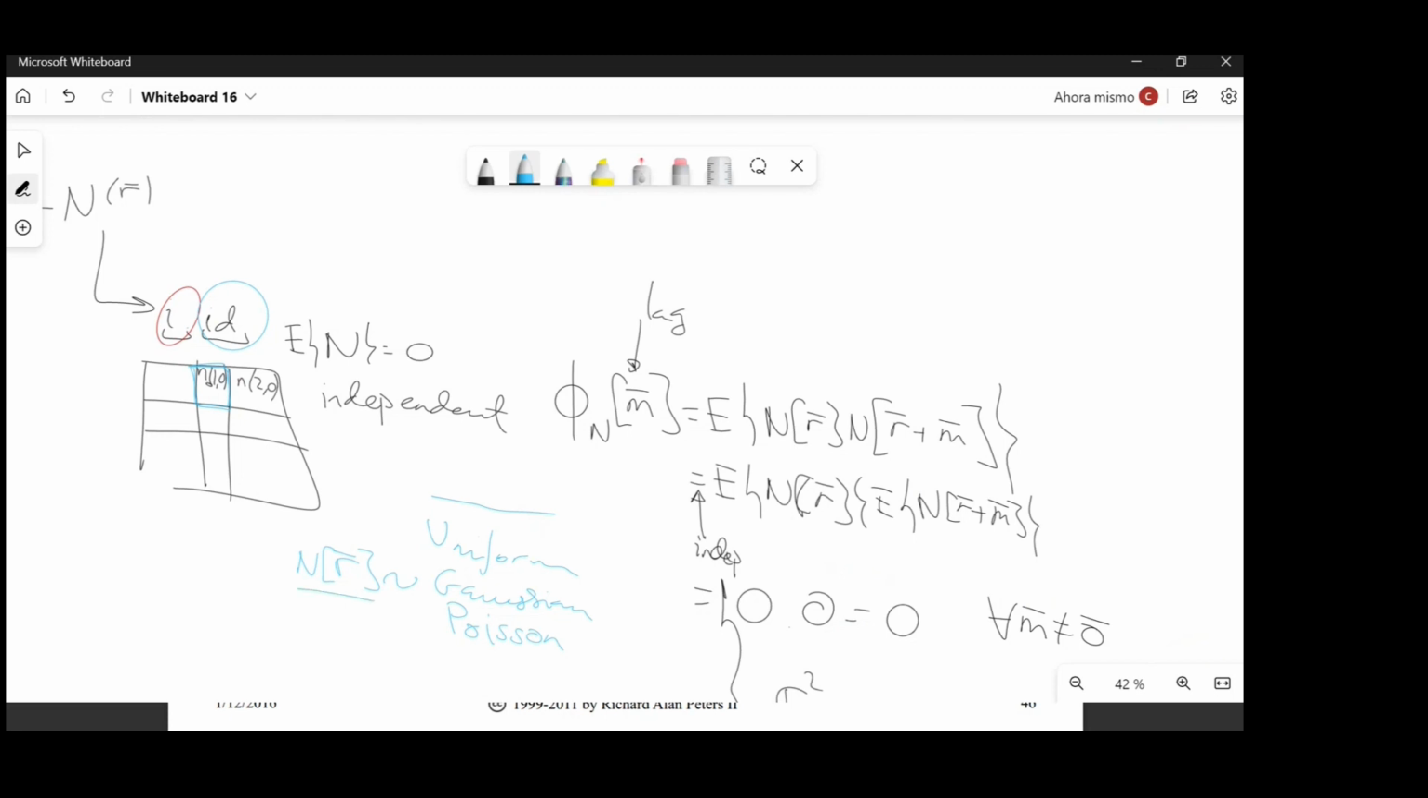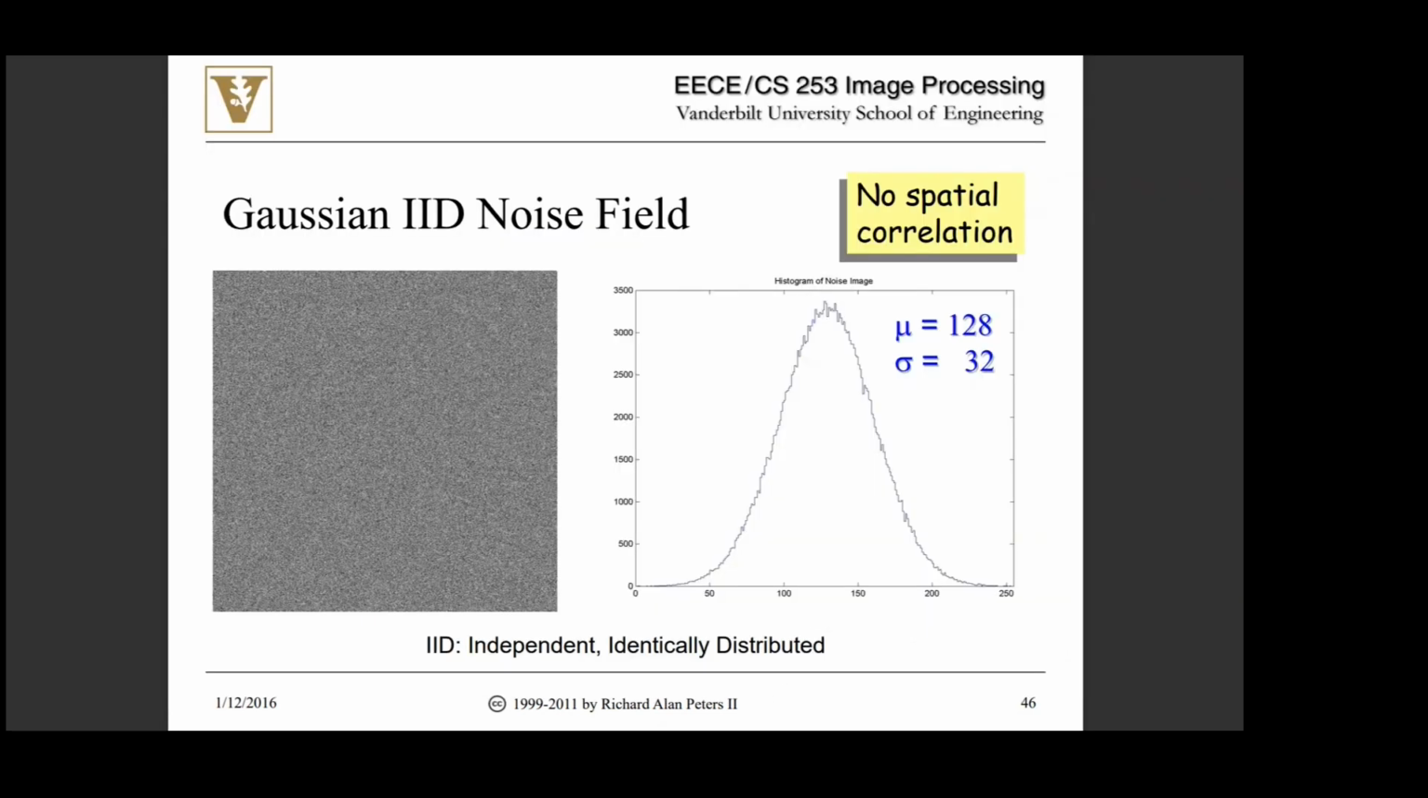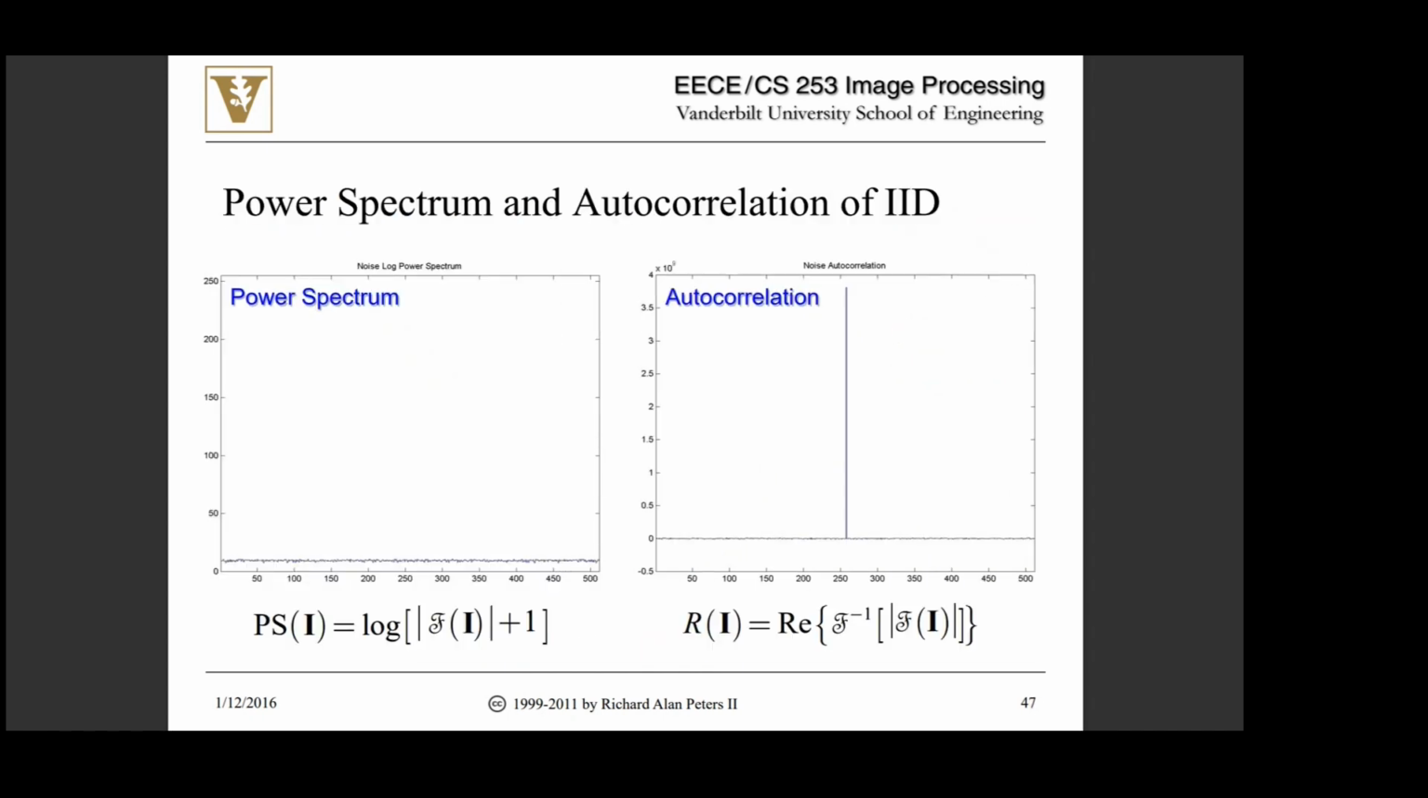But those are two different things. One is what is the distribution of the noise. The other one is whether one pixel and the next are independent. So they refer to two different properties of noise. Okay, so Gaussian noise looks like this. So each pixel is independent and each pixel is Gaussian. It looks like this. This is the histogram of that image. And the power spectrum is almost flat. The autocorrelation is a delta.